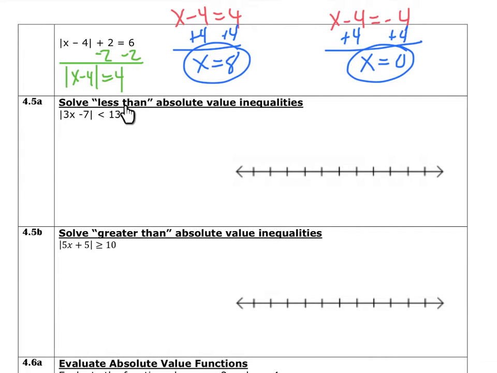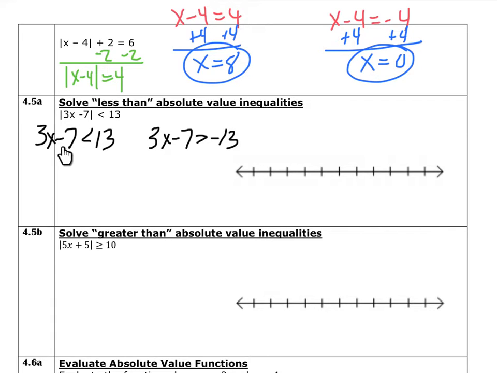4.5a, solve less than absolute value inequalities. These work very similar to the equations in that you can't solve them until you break them into two inequalities. The first inequality is just what we see, so we're going to write 3x minus 7 is less than 13. There is a second one, it's 3x minus 7. We're going to flip the sign to make it greater than and make this negative 13. We need to solve these two inequalities and then graph them on this number line.